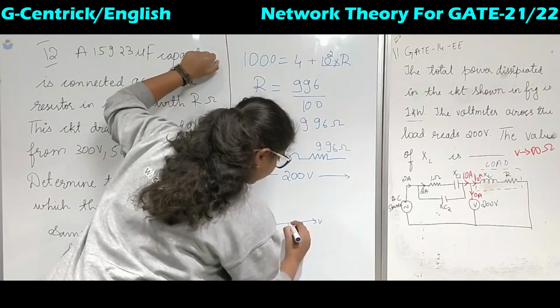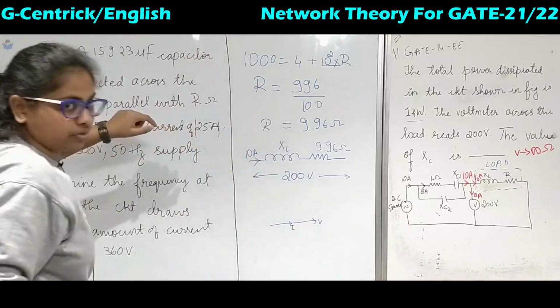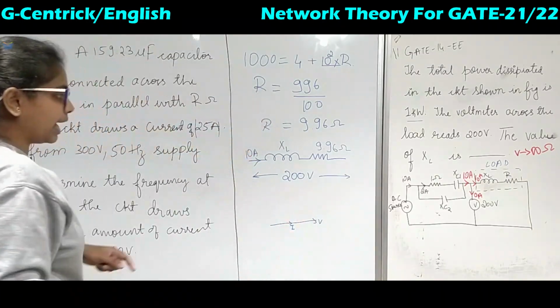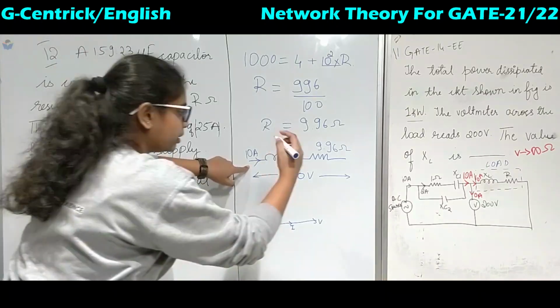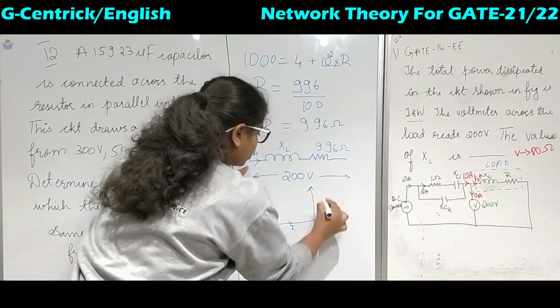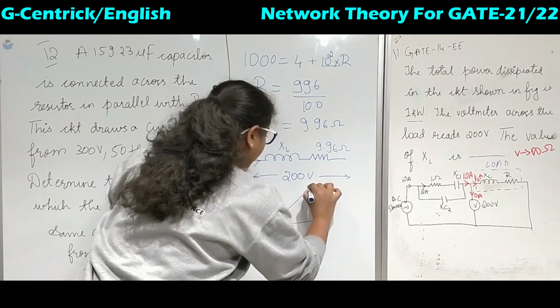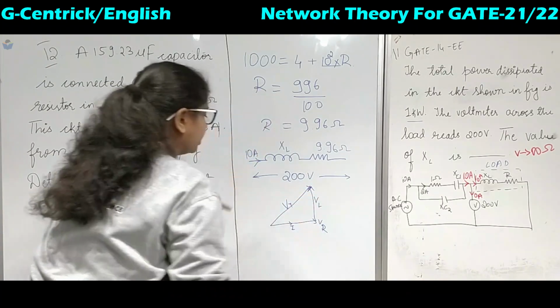For a resistor, the current and the voltage are in phase. With respect to current, in the inductor circuit the current will lag, but the voltage will be leading. So if this is VR, this is VL, and this is the total voltage in the circuit.